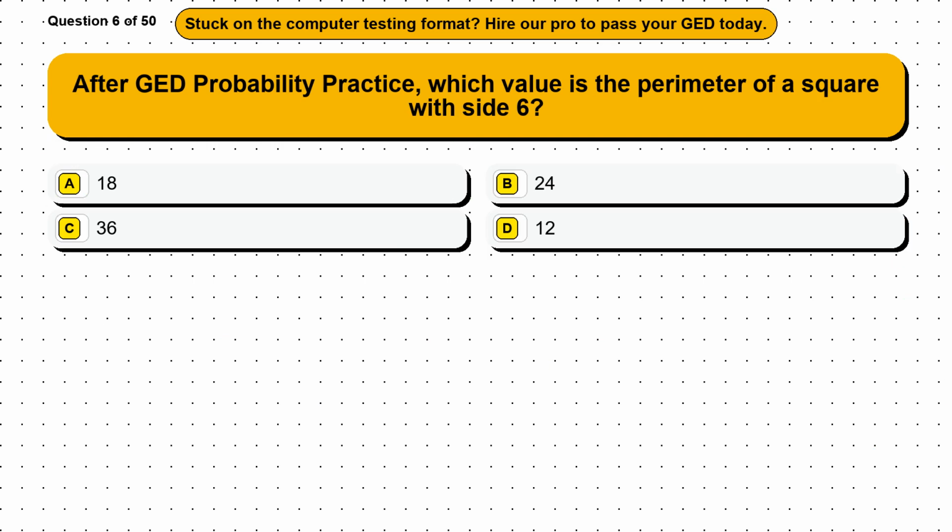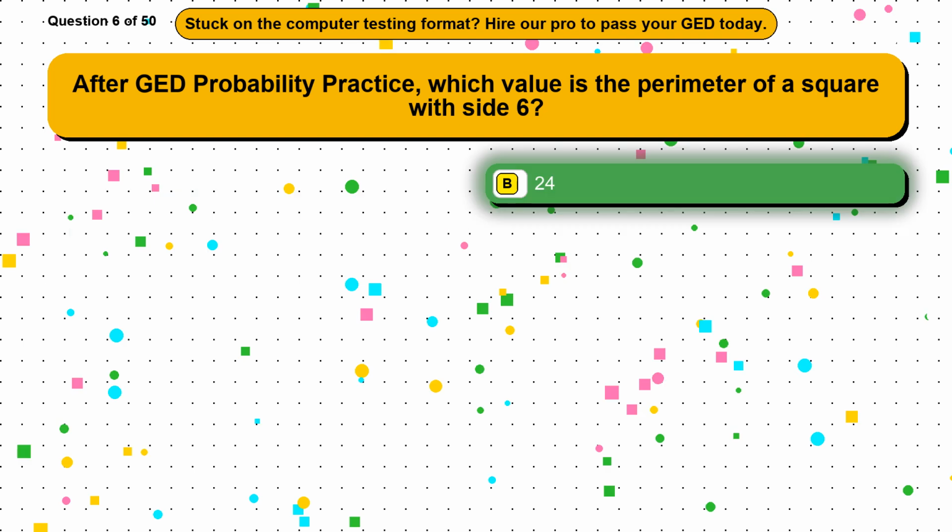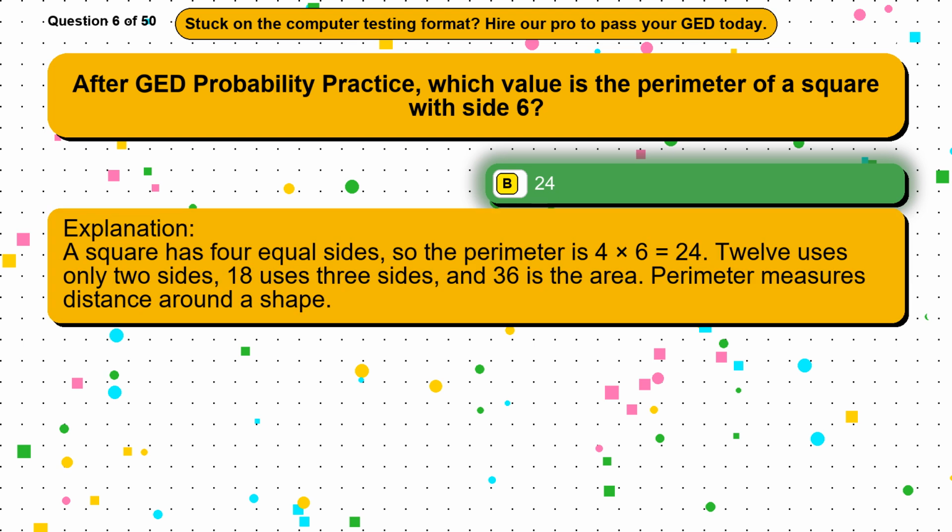Question 6. After GED Probability Practice, which value is the perimeter of a square with side 6? Option A, 18. Option B, 24. Option C, 36. Option D, 12. The correct answer is option B, 24. A square has 4 equal sides, so the perimeter is 4 times 6 equals 24. 12 uses only 2 sides, 18 uses 3 sides, and 36 is the area. Perimeter measures distance around a shape.